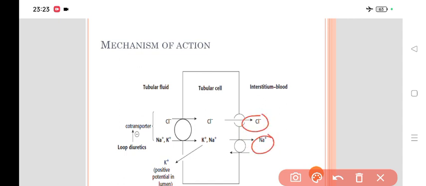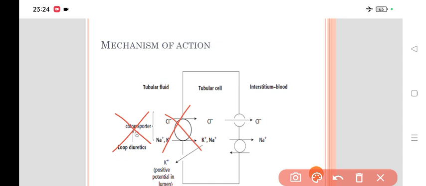This is the normal process: with the help of the sodium-potassium-chloride cotransporter, they are reabsorbed into the blood, or into the interstitium. But what does this loop diuretic do? It inhibits the sodium-potassium-chloride cotransporter, and because of that, sodium and chloride are excreted from the body. More sodium is exchanged with potassium because a higher concentration of sodium reaches the DCT.